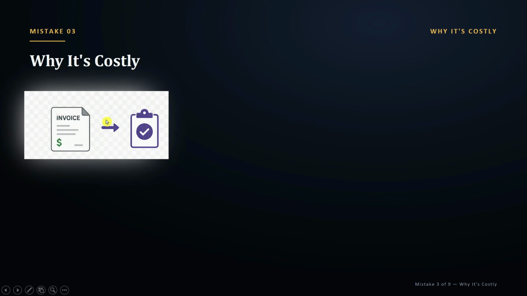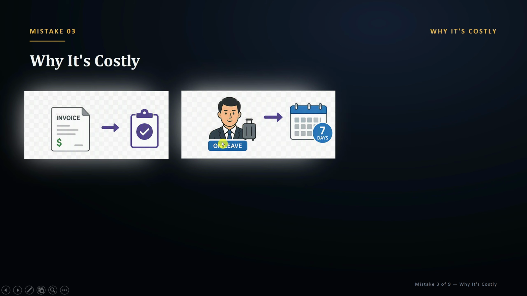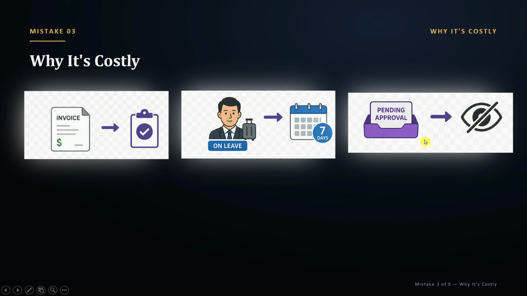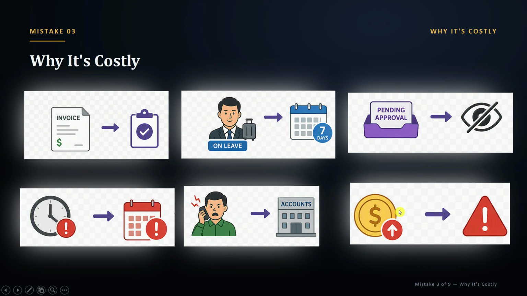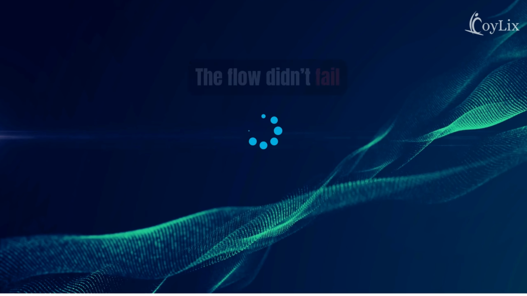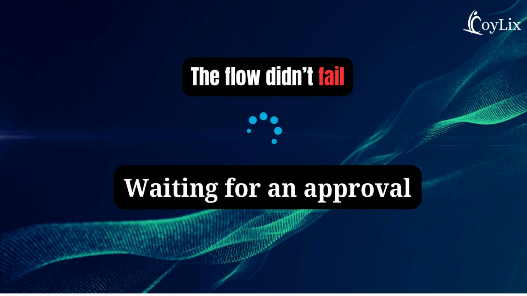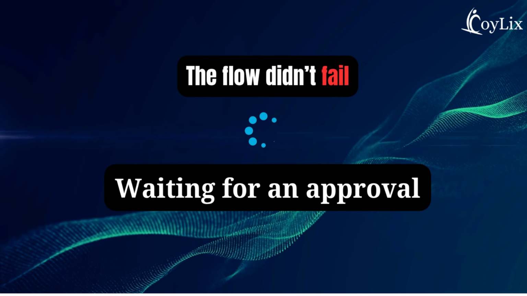An invoice is waiting for an approval before finance can release the payment. The finance manager goes on leave for 1 week. The approval stays in the inbox. Nobody notices. The payment deadline passes. Now the vendor starts charging the account team for payment. Late payment charges may even apply. So the flow did not fail. It was simply waiting for an approval that was never going to come.